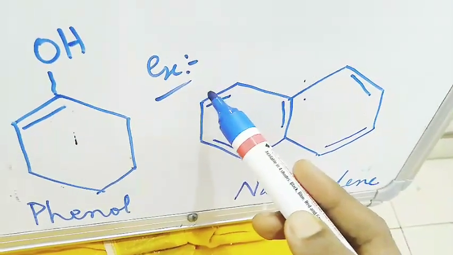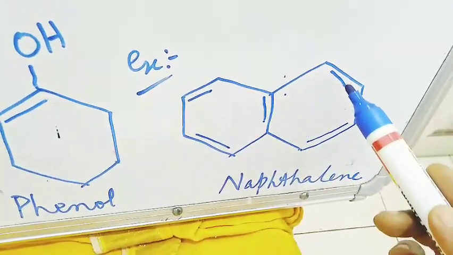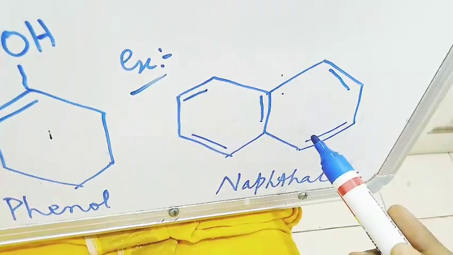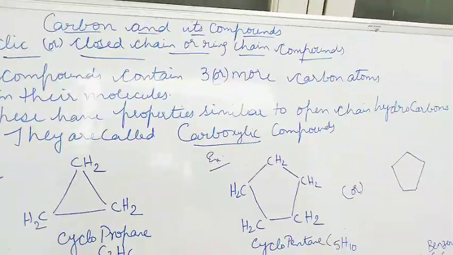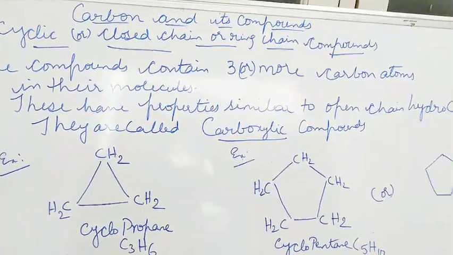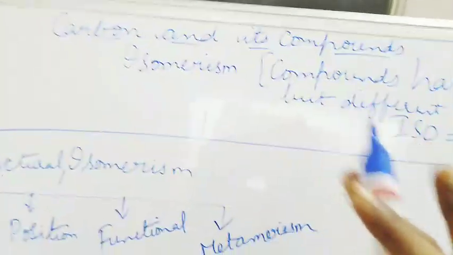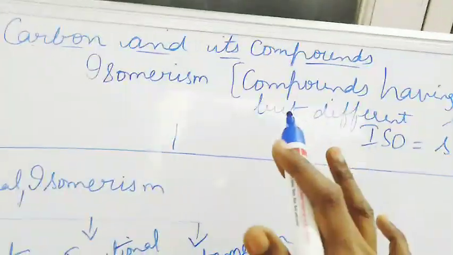See here, you are having double bonds in the alternate positions, and here you are having a double bond in this position and this position. So this is about naphthalene. This is about your cyclic or closed chain, or you call it ring chain compounds. Types of isomerism. Already I explained what is meant by isomer.